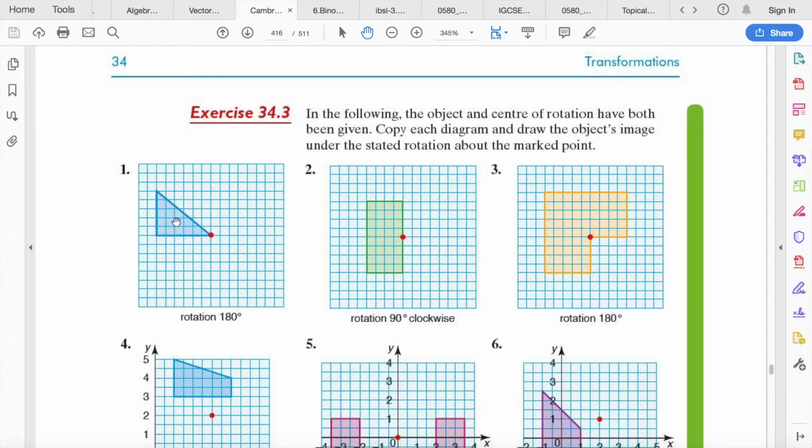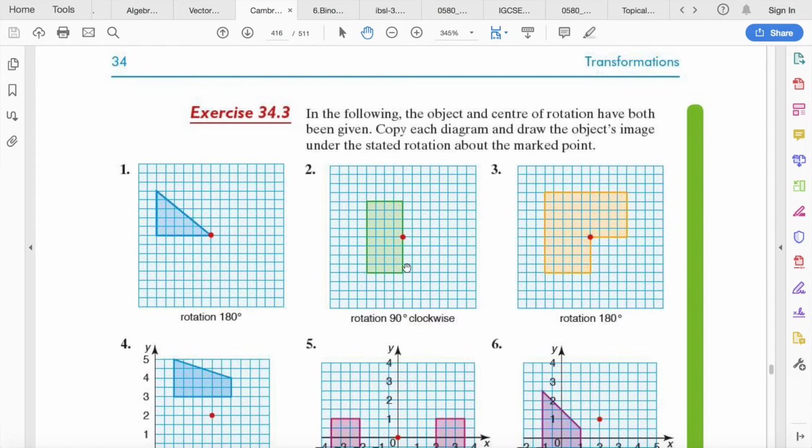The same for here. Using your protractor, make an angle of 180-degree, but first measure this distance, see how much it is, for example 6 centimeters, 7 centimeters, whatsoever. Then the image will be again 6 centimeters from the center of rotation. So the vertex will be located here. Look at the pointer. This, then this.